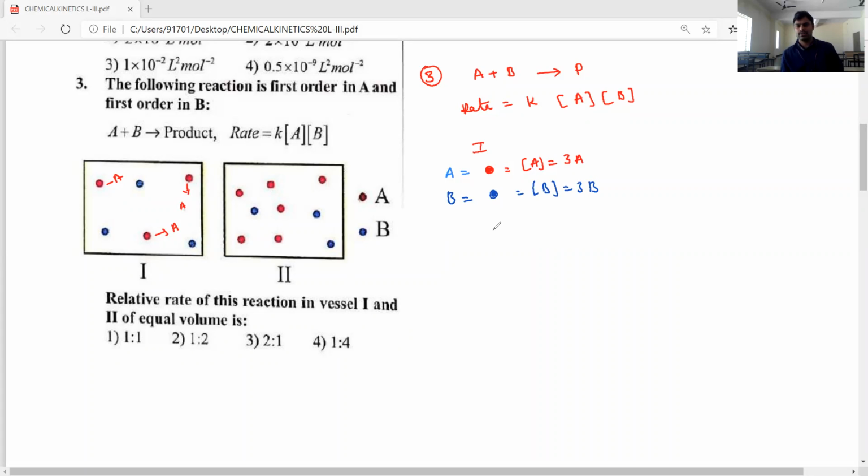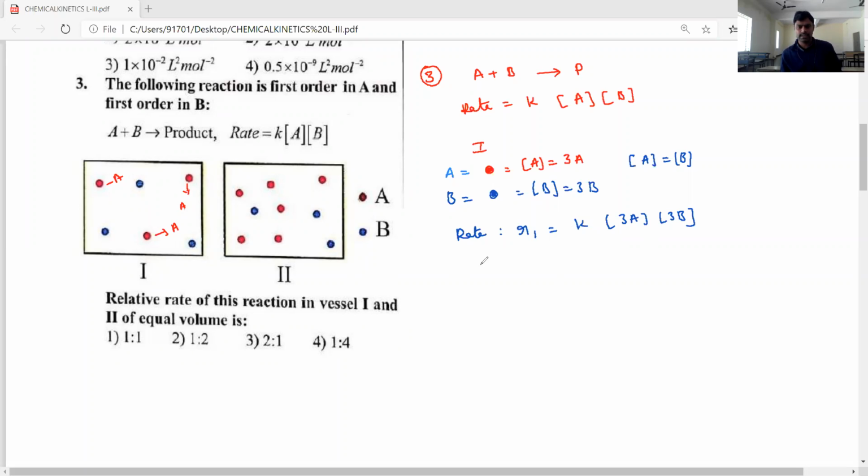Okay, now the concentration of A is equal to the concentration of B, both the same in the first vessel. Then the rate expression, r1, is equal to k into the concentration of 3A into the concentration of 3B, which is equal to 9. Otherwise you just leave it like this, r1.